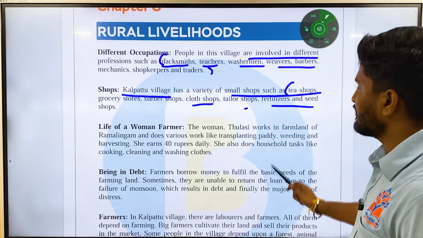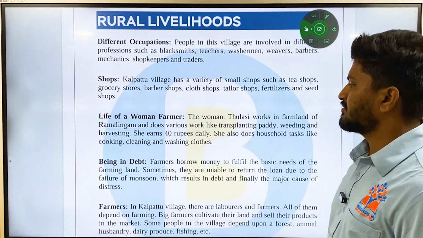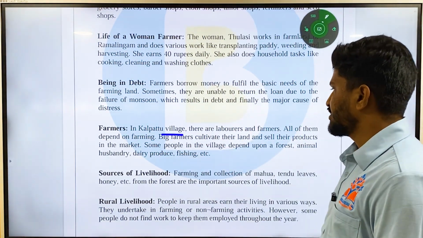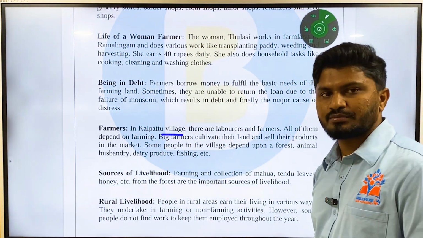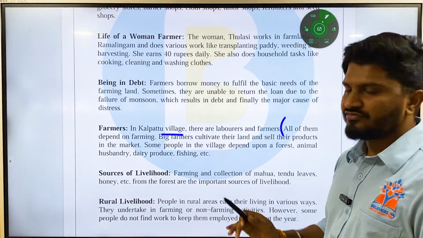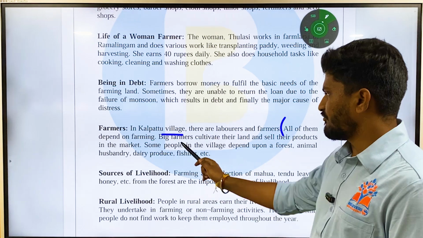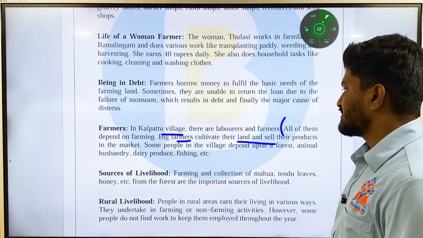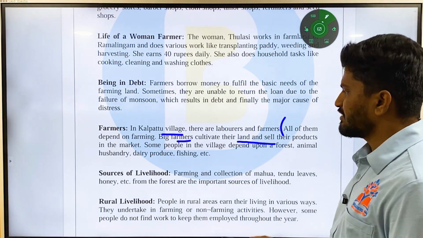And then about farming. According to them, in Kalpattu village there are laborers and farmers. What is the difference between laborers and farmers? All of them depend on farming, but farmers cultivate on their own land and sell their products in the market, and some people in the village depend upon the forest, animals, etc.